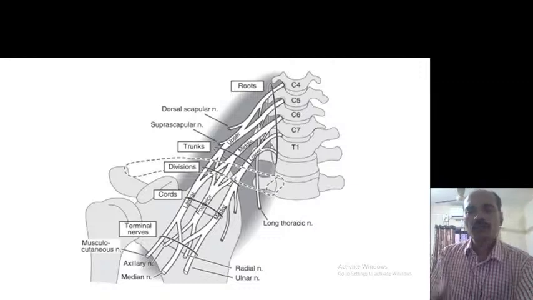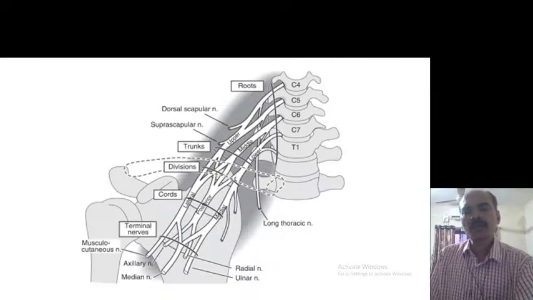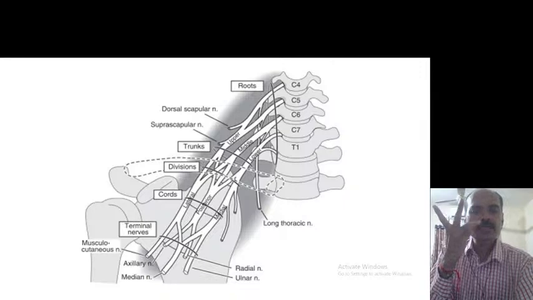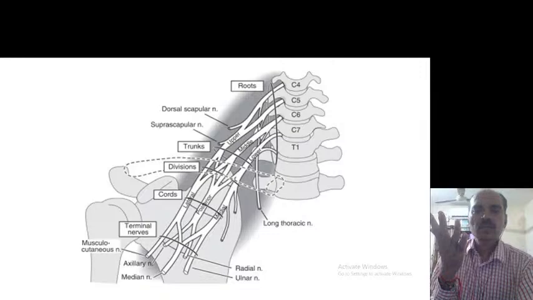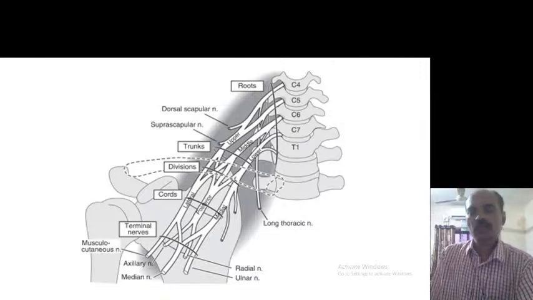So out of 5 superficial, 4 are supplied by the median nerve directly. The 5th, flexor carpi ulnaris, is supplied by the ulnar nerve. What are those 4 muscles supplied by the median nerve? First, pronator teres, second, flexor carpi radialis, third, flexor digitorum superficialis, or you can say the 5th one, that is the palmaris longus. So in chronology: pronator teres, flexor carpi radialis, palmaris longus and the flexor digitorum superficialis.